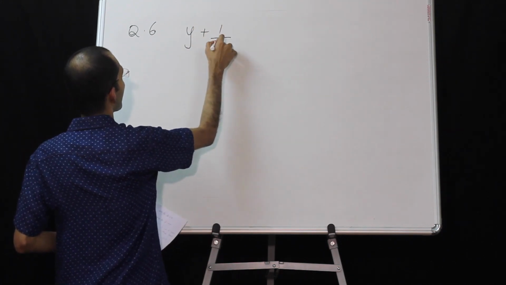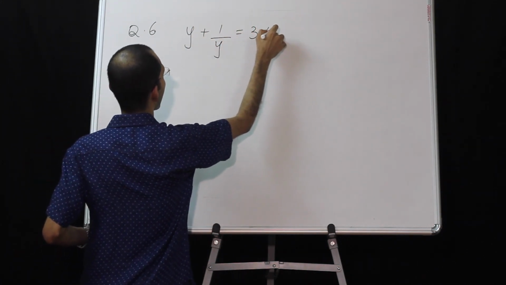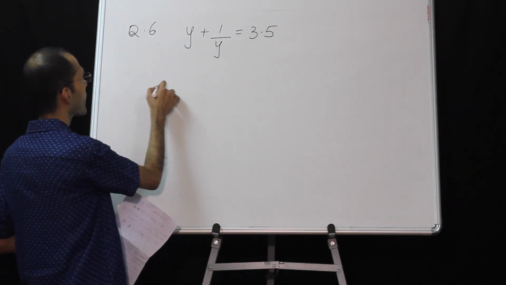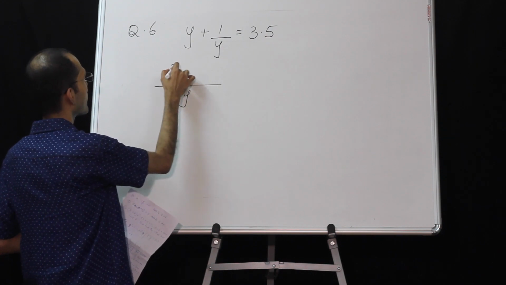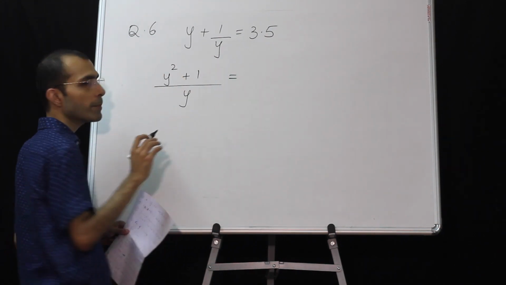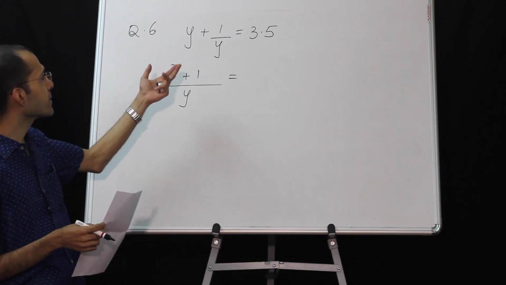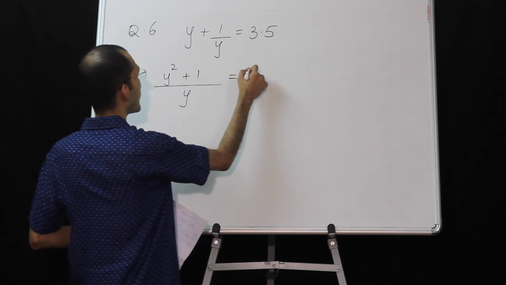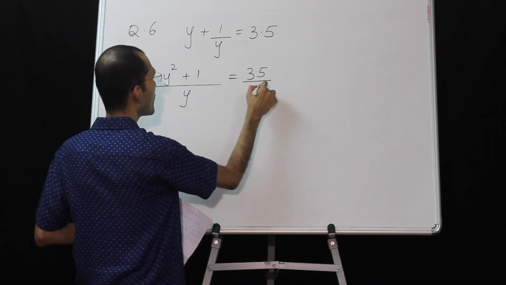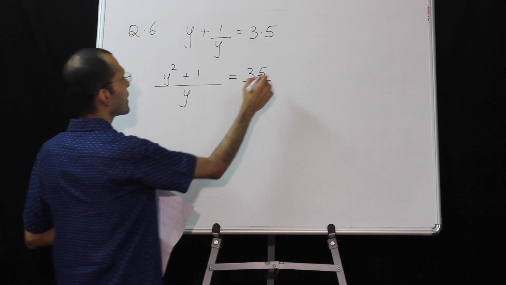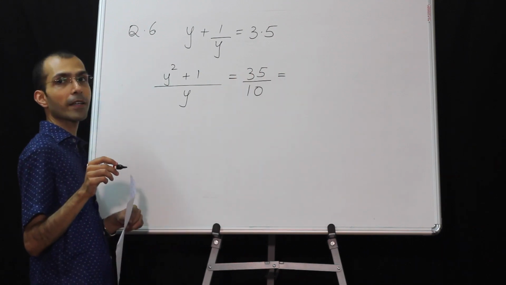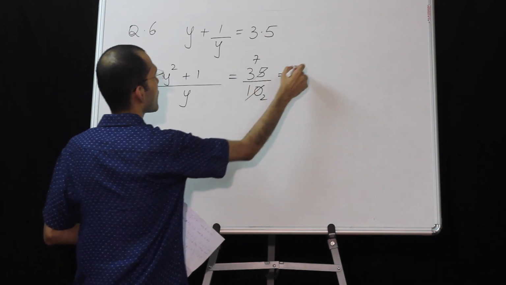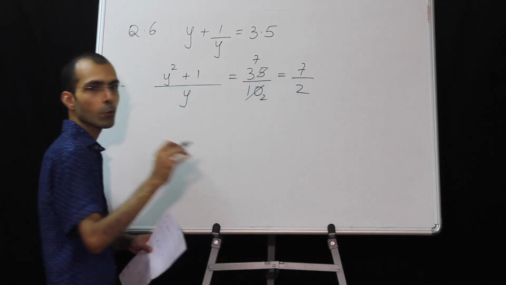Y plus 1 upon y is 3.5. Solve for y. So we'll have to take LCM. This will be y square plus 1. Now 3.5, be careful, you can't deal with these decimal numbers while substituting, very difficult. So the whole idea is to put it as 35 upon 10. There is scope for further simplification. 5 7s are, 5 2s are. So this will be 7 by 2.